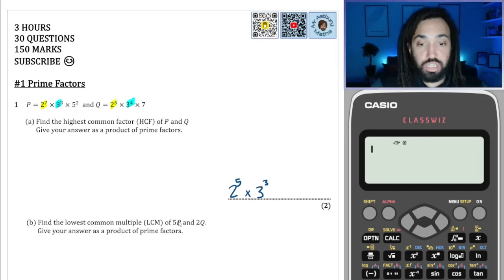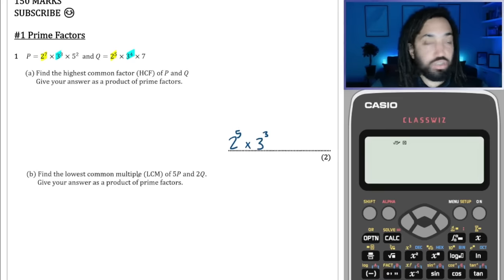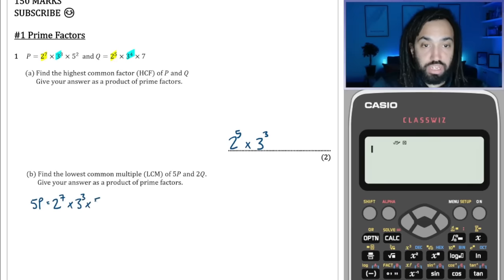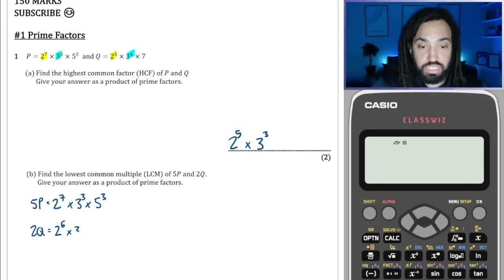Now the next one says the lowest common multiple of 5p and 2q. Okay, so for 5p, we're just going to times through by 5p, so it's going to give you an extra power of 5. So it will be times 5 to the power of 3. And for 2q, we're going to times through by 2, so this will give you an extra power of 2. So it'll be 2 to the 6, 3 to the 4, times 7.